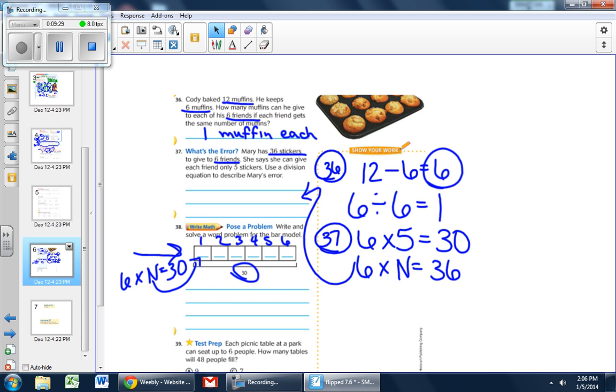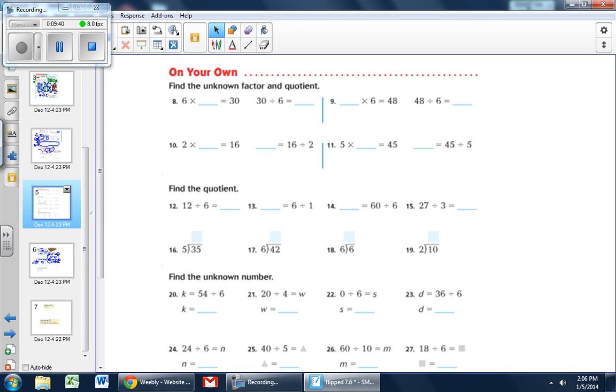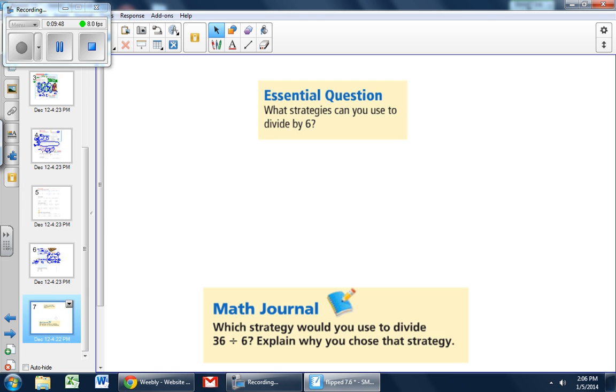Okay? When you are done with this page, you go back, flip back 2 pages, and finish this one. On the bottom of the share and show, it had you finding some quotients and some missing numbers. And then you have your on your own page. Again, when you're done with this page, check it with a partner, and then check it in the teacher book.